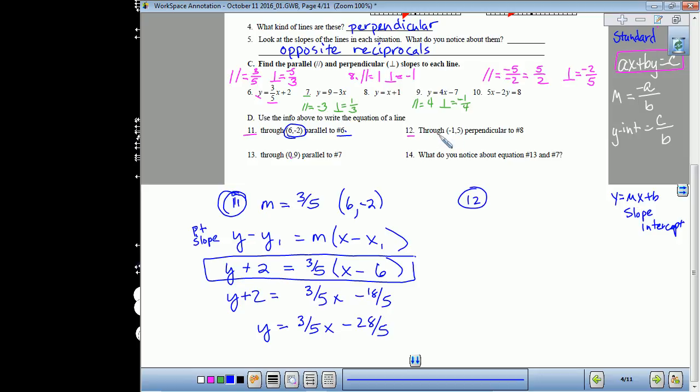It will be. Alright, so number 12, we want it perpendicular to number 8. Perpendicular is a slope of -1. So our slope is -1. Our point is the point (-1, 5). So this is not going to be a fraction. It's going to be much nicer. Y minus 5 equals -1 times x plus 1, because minus a negative makes a plus. So we get y minus 5 equals -x minus 1. So y equals -x plus 4.